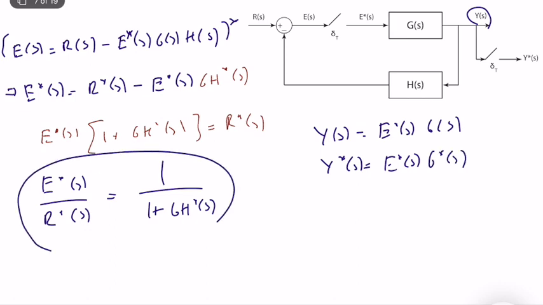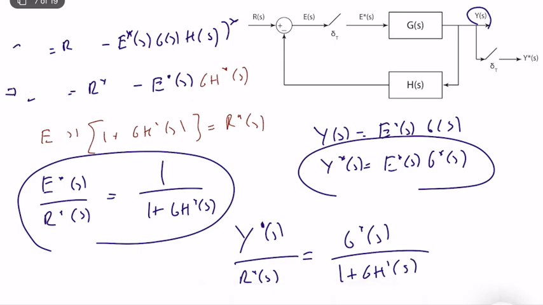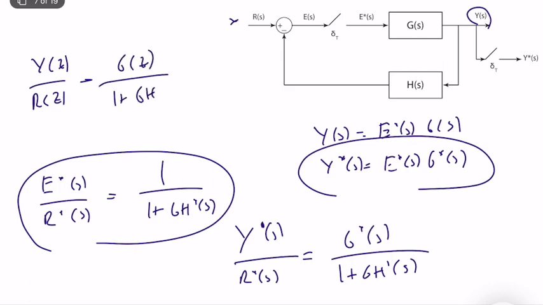I know this, and if I use it, Y star of s divided by R star of s is equal to G star of s divided by 1 plus GH star of s. Okay, that's great. And let's clean some of the stuff and write the z-domain transfer function here. Y of z divided by R of z is equal to G of z divided by 1 plus GH of z.